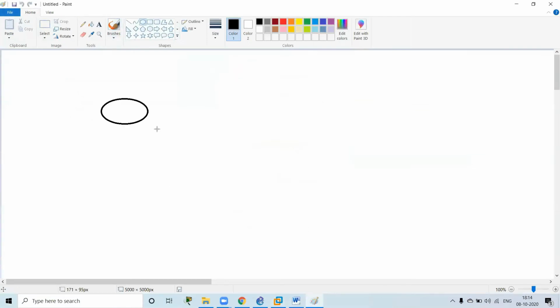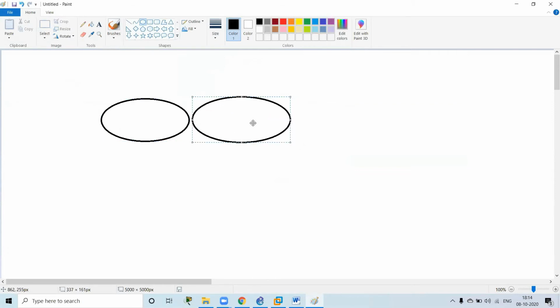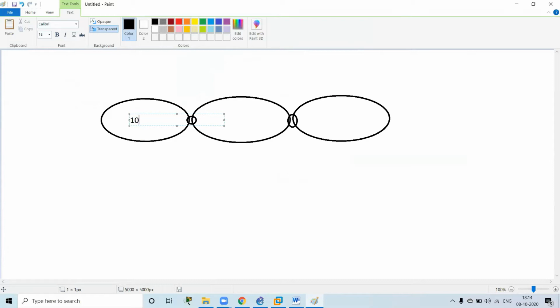I am having some routes over here. Some areas are there. Suppose these are the three areas that are connected, and here are my ABR routers. This is my area 10. This is my area 0. This is my area 20.